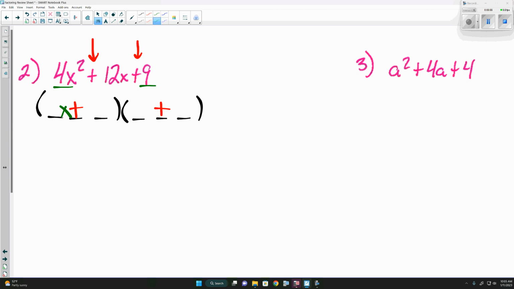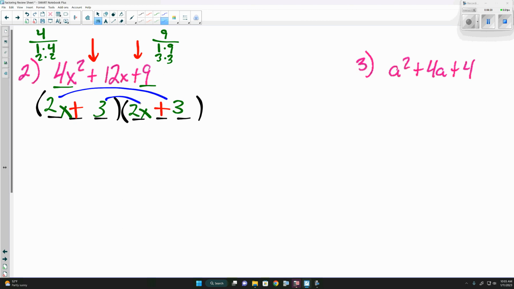So we know we'll have x and x. And with 4, we have 1 and 4 or 2 and 2. And it sounds like we want to try 2 and 2 first. With 9, we have 1 and 9 or, which one do we want to try first? 3 and 3. And again, for some of these here, it's always good to check the middle term, make sure we got it right.